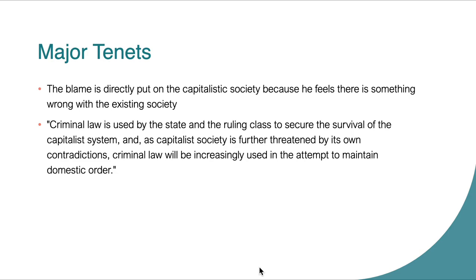A quote by him is, "Criminal law is used by the state and the ruling class to secure the survival of the capitalist system, and as a capitalist society is further threatened by its own contradictions, criminal law will be increasingly used in the attempt to maintain domestic order." So this quote shows his viewpoints on criminal law in the capitalistic society in a negative manner.